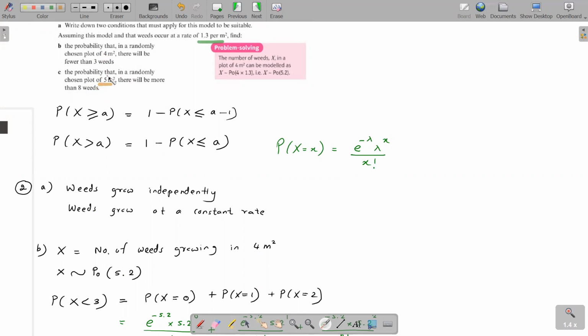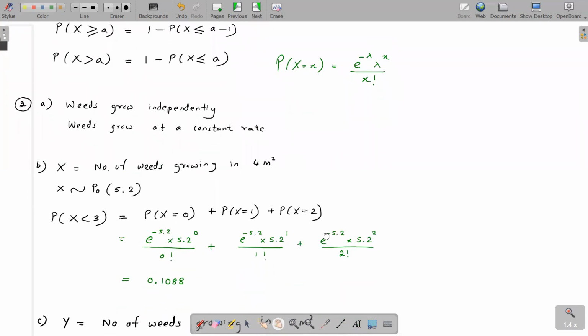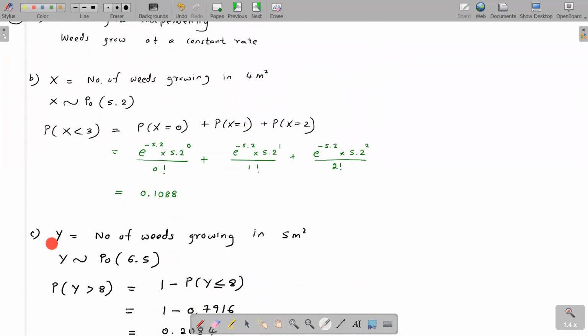So in this context, my advice to you is whenever they change the length of the interval, you introduce a new random variable. Now, capital X was for the number of weeds growing in 4 square meters, right? Since they're changing it to 5 square meters in part C, introduce a new variable, capital Y. Capital Y is the number of weeds growing in 5 square meters. Can you see? Introduce a new variable Y.